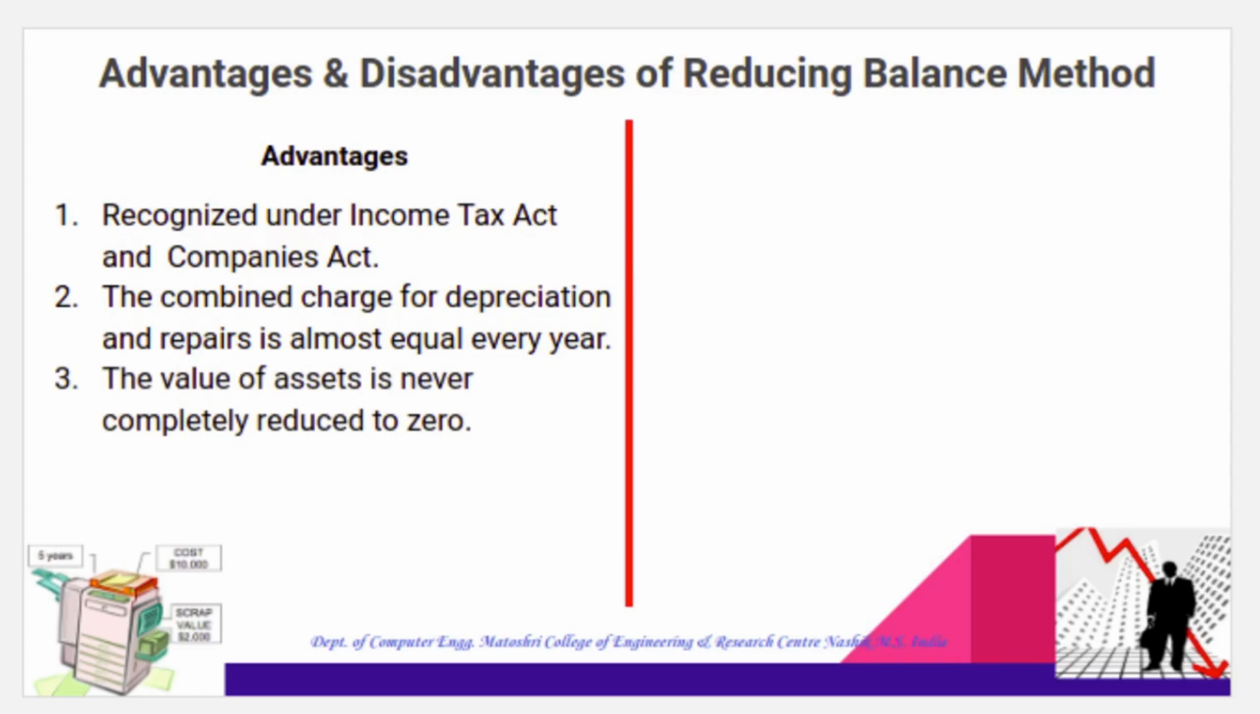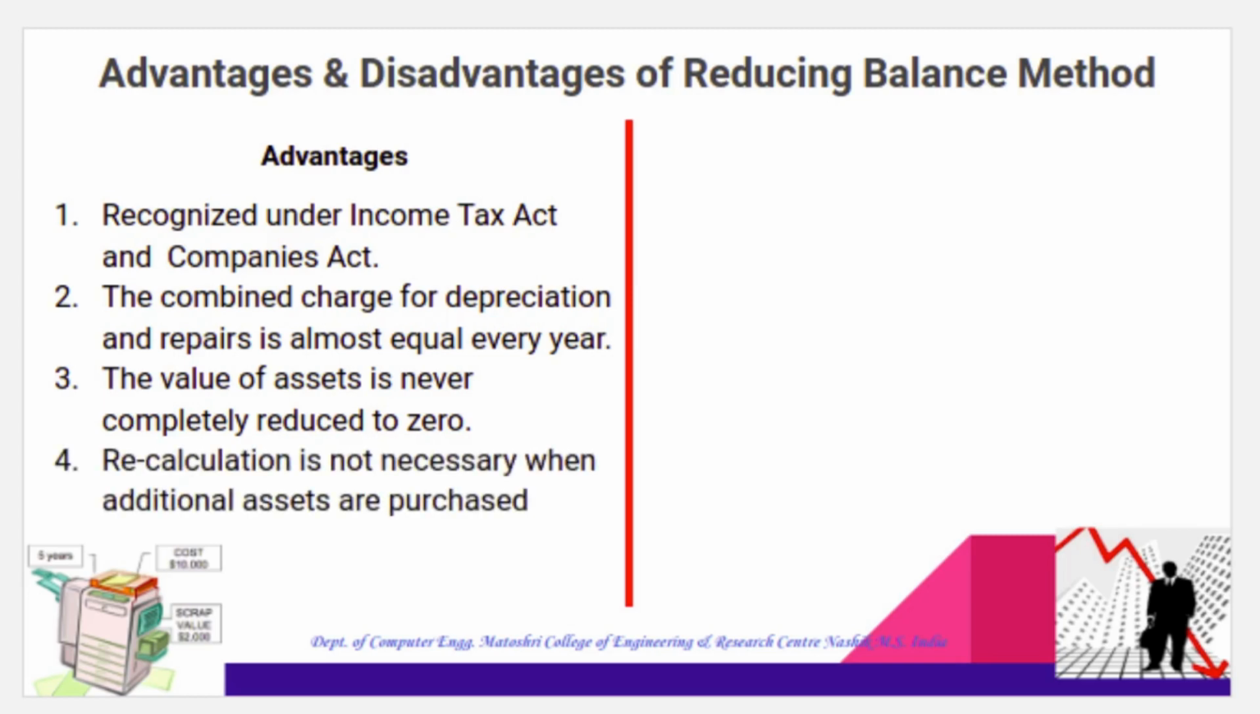The value of the asset is never completely reduced to zero. Hence, the existence of the asset is always disclosed by the account as long as it is in use in business. The next advantage is that recalculation is not necessary when additional assets are purchased. The amount of depreciation decreases continuously with the gradual decrease in service available from the assets. So these are certain advantages of the reducing balance method.